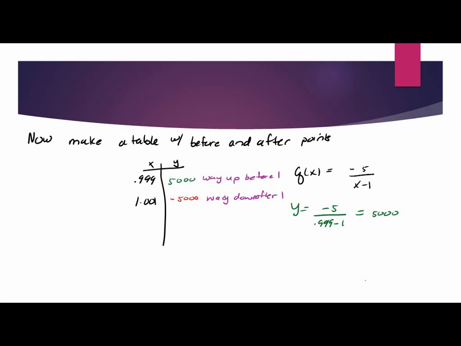But what if it gave you 50? You are not really 100% sure, right? You have a calculator, it's just as hard to put in 0.9999 as it is to put in 0.9. So I just want to make sure I'm right. So that's what it's telling me: right before 1 it's going way up, and right after 1 it's going way down.